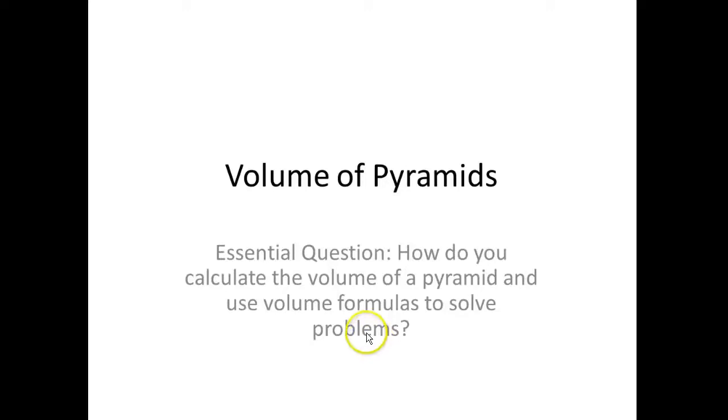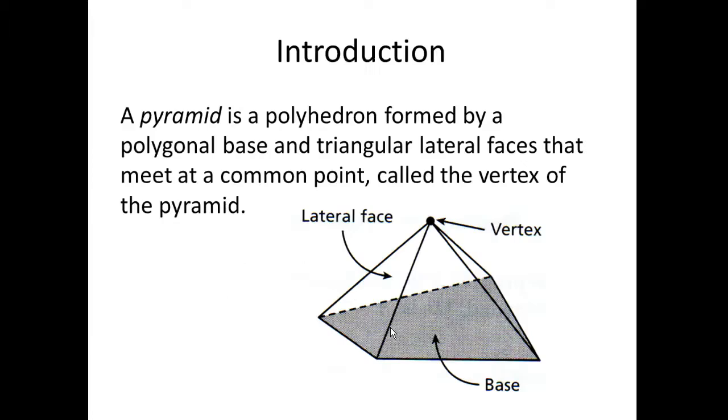In this lesson, we will learn how to calculate the volume of a pyramid and to use the formula that we derived to solve problems involving volumes of pyramids. But before we talk about the volume of a pyramid, we need to have an understanding of how a pyramid is defined. A pyramid is a polyhedron formed by a polygonal base and triangular lateral faces that meet at a common point called the vertex of the pyramid.